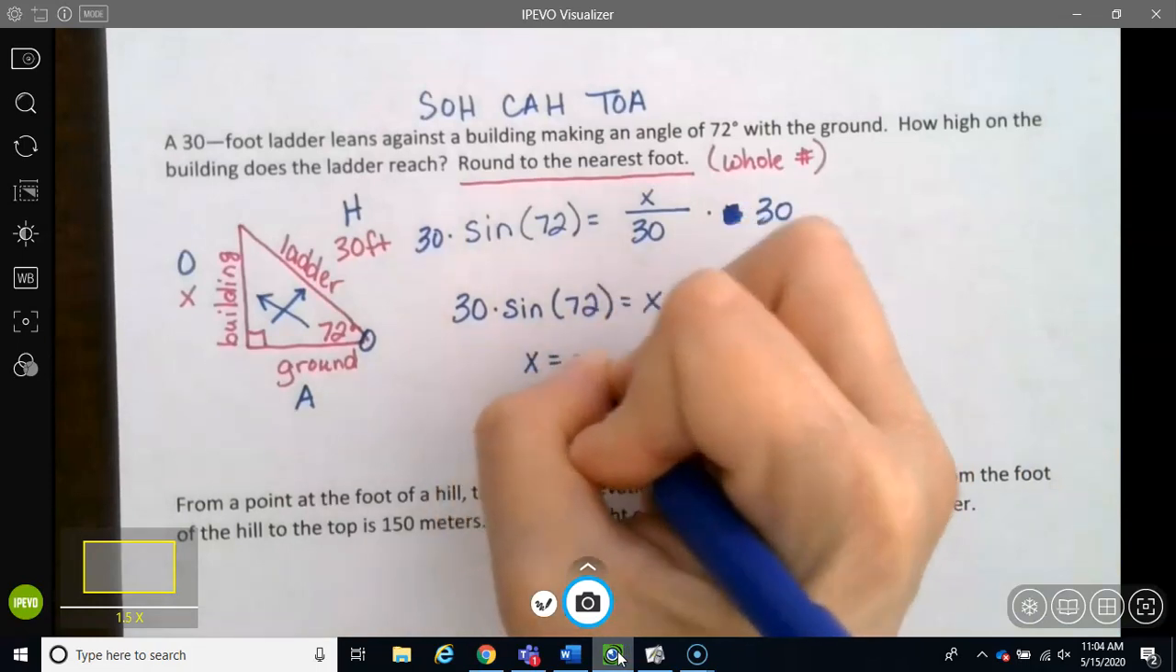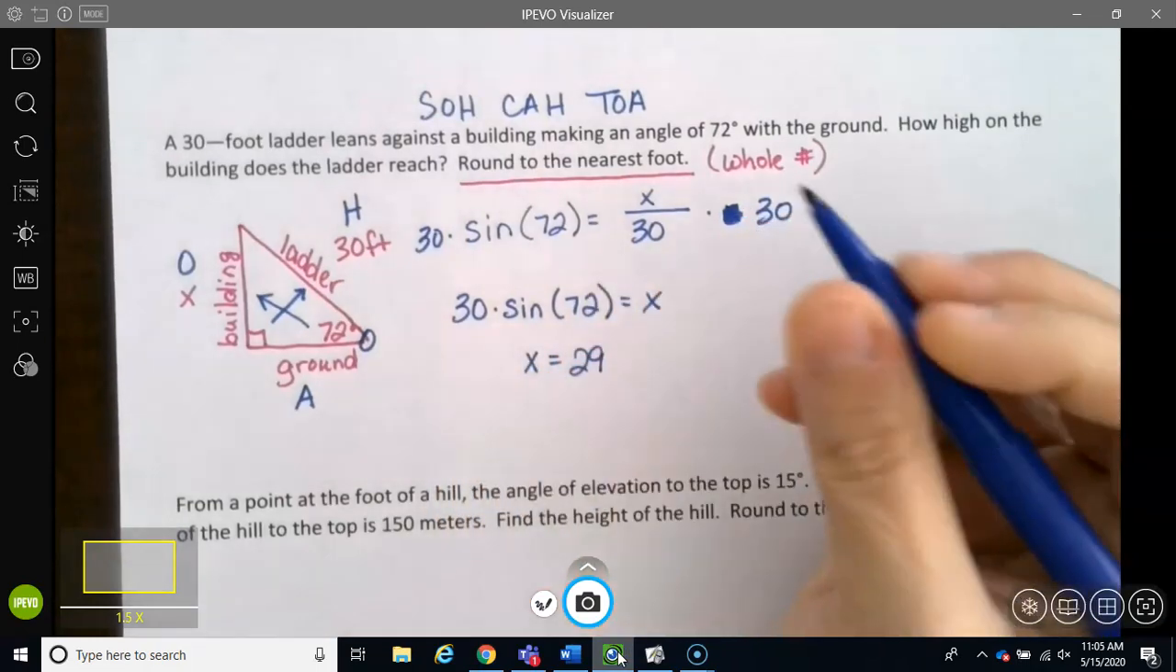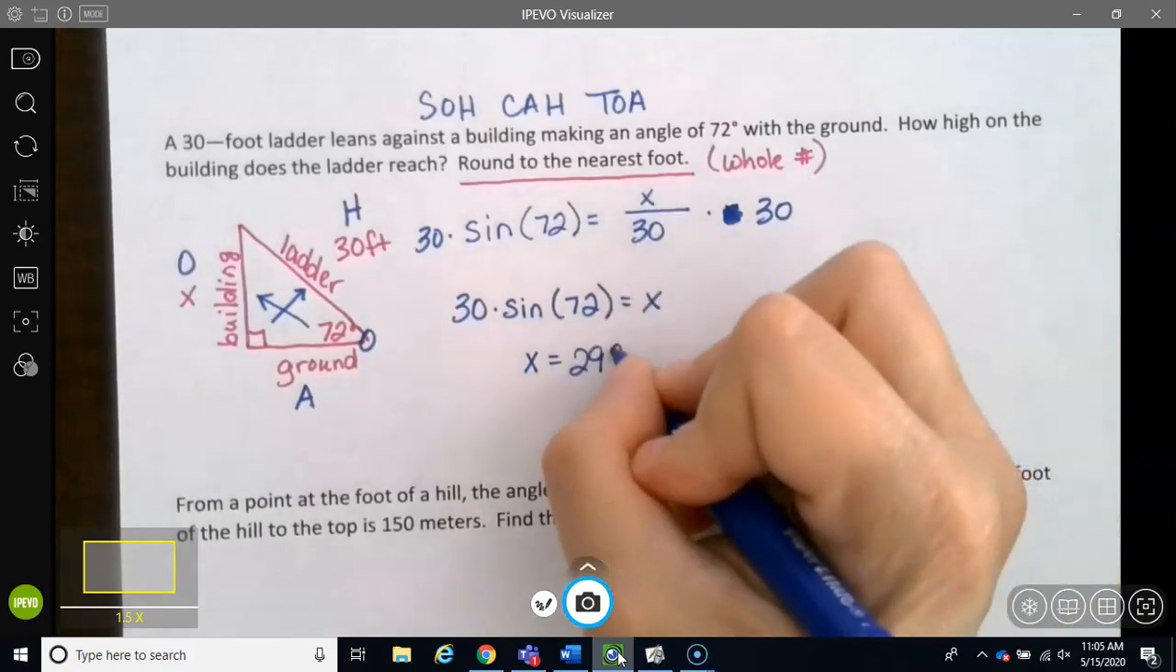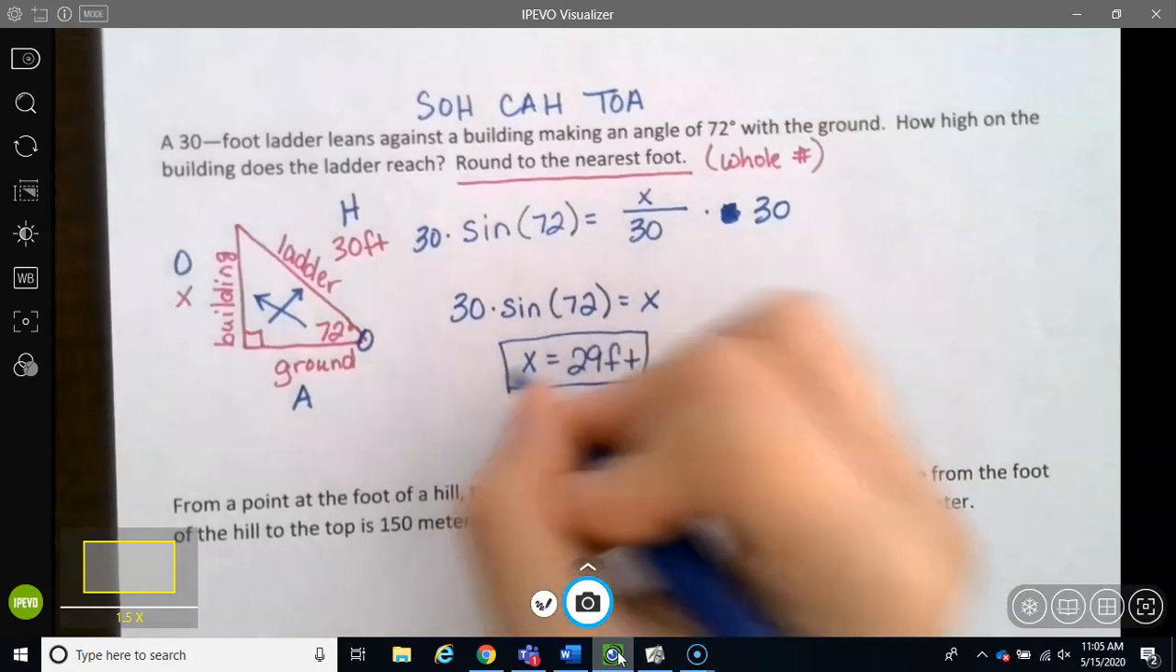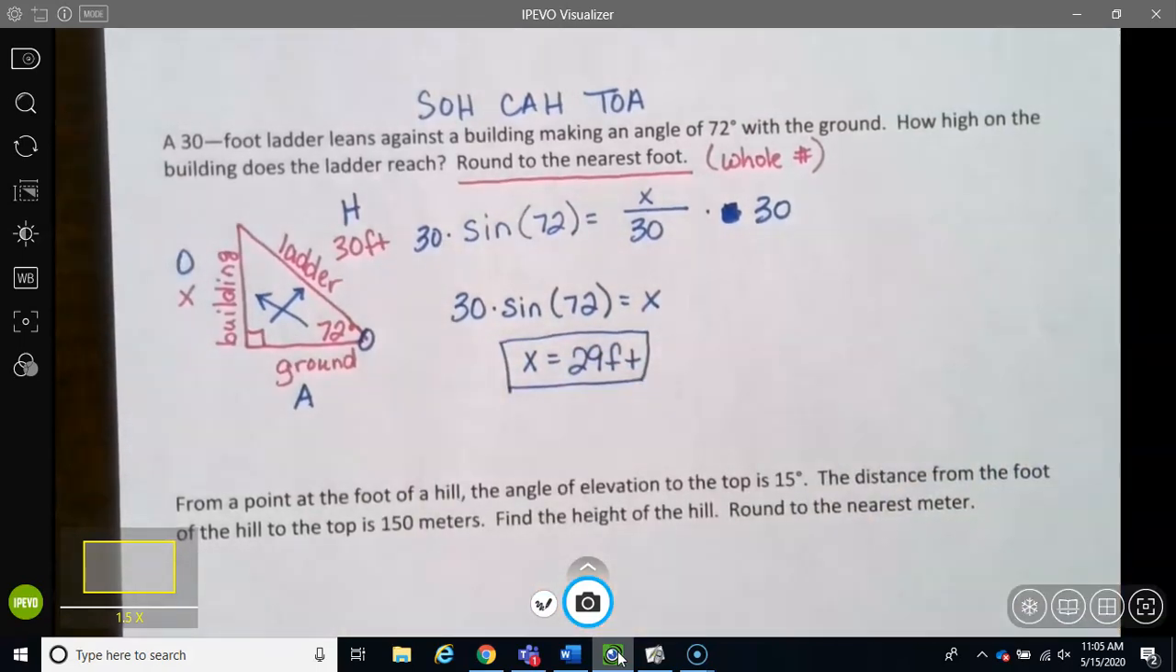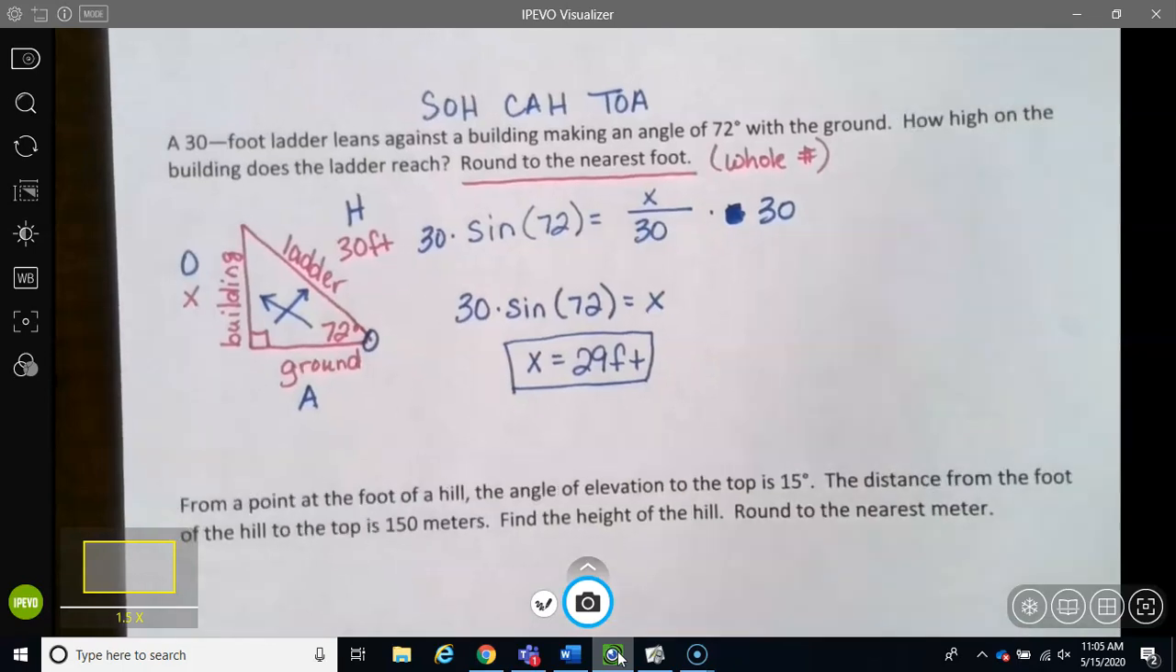So x equals 29, and since the ladder was in feet, we use feet for our unit. And there you go. All right, again, I will do those other examples that we did not do and fill out the notes completely, so if you need to see some more examples worked out, you will see them. You just won't hear me go through them with you.